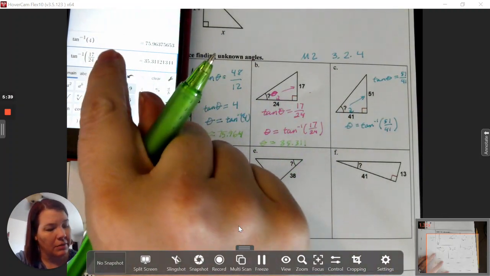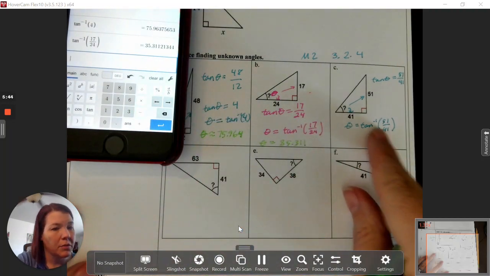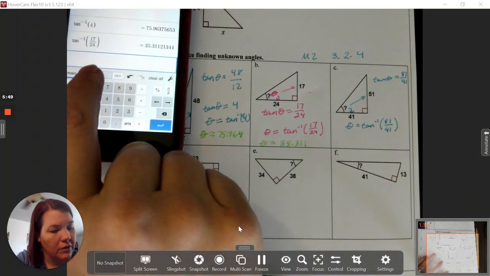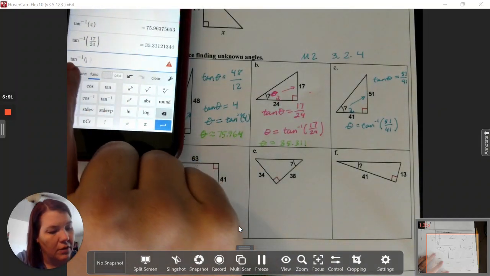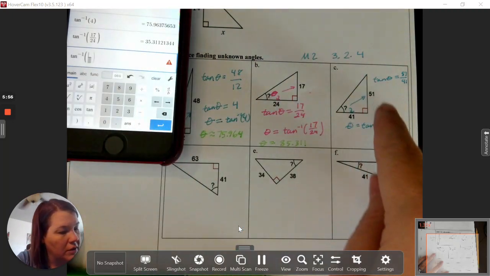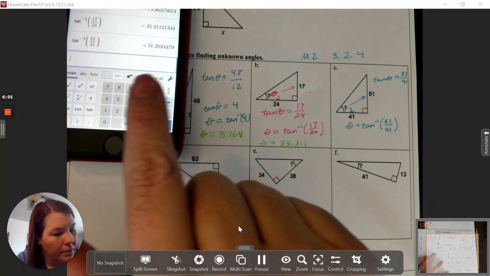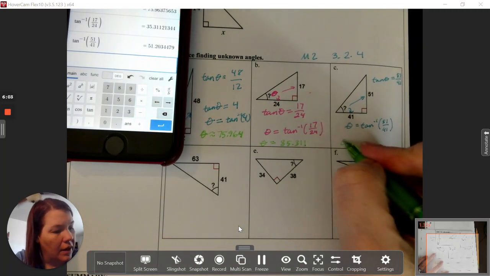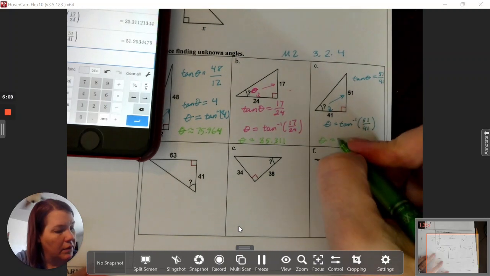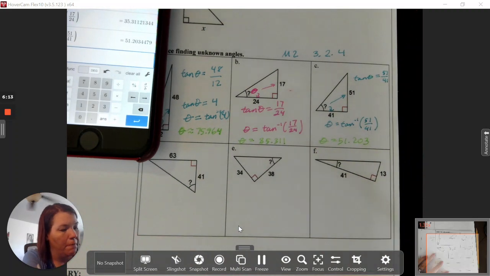What I like about this as compared to the other one is this lets me see all the answers. So I'm going to do this one: function, tangent inverse, main, push the fraction button this time, 51 over 41. Okay, so I've got theta equals 51.203.